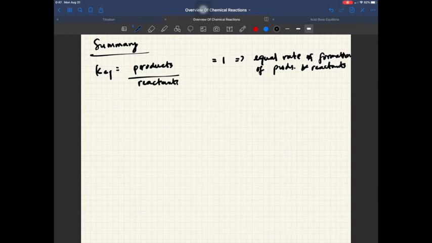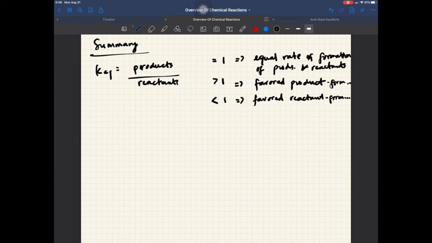A KEQ value that is greater than 1 means that the formation of product is more favored, and a value of less than 1 means that the formation of your reactant is more favored. Furthermore, the measure of the spontaneity of a reaction is your Gibbs free energy, or change in Gibbs free energy. A negative change in Gibbs free energy means that your reaction is spontaneous, and a positive change in Gibbs free energy means that your reaction is non-spontaneous.